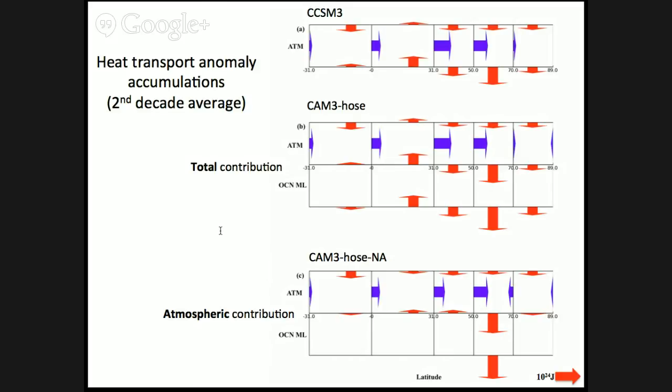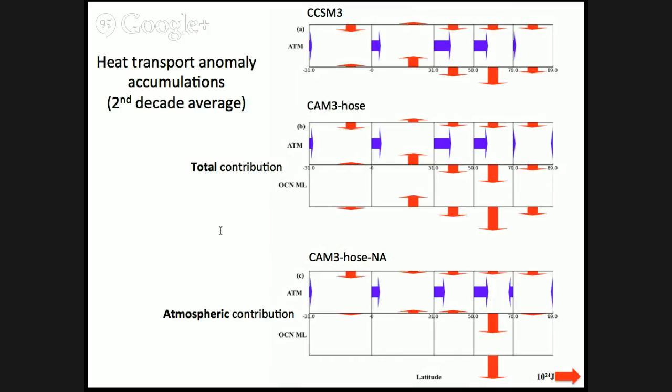You see that there's northward heat transport in the atmosphere, and at high latitude there's freshwater induced ocean heat flux, and here there's surface heat flux induced. And here in the mid latitude, there's downward anomalous heat flux. And in the tropics, there's upward anomalous heat flux.